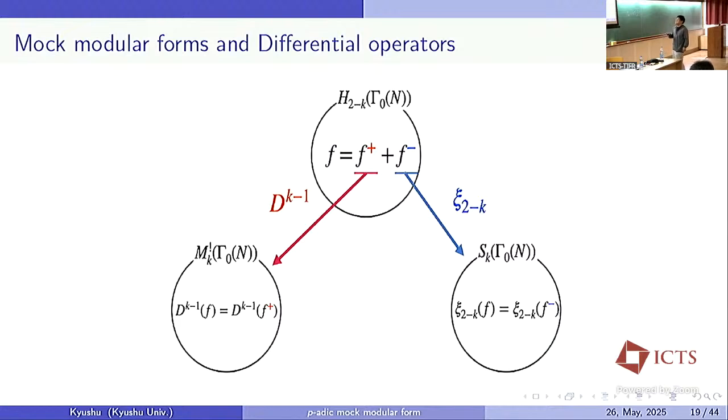Let's see this picture. Every harmonic mass form f naturally decomposes into two parts, f plus and f minus. We have two differential operators, D and Xi. The capital D extracts the information of the holomorphic part, and the differential operator Xi extracts the information of the non-holomorphic part. Furthermore, this Xi is a surjective map. Therefore, we can consider lifts of cusp forms by harmonic mass forms.